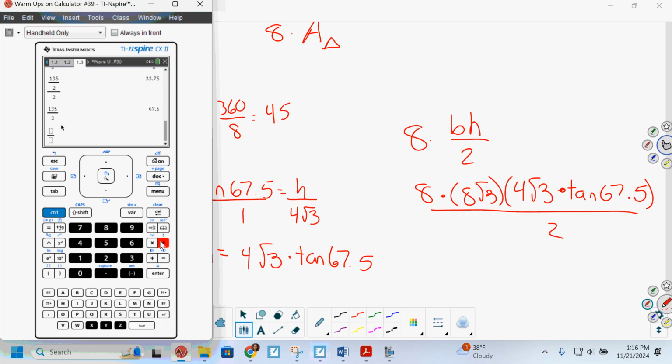Let's see. 8 times 8 radical 3 times 4 radical 3 times tangent of 60... oh, wrong button. 67. Oh no, you see what I did? I forgot to arrow over. There we go. Tangent of 67.5, all divided by 2. So 927.06 units squared.